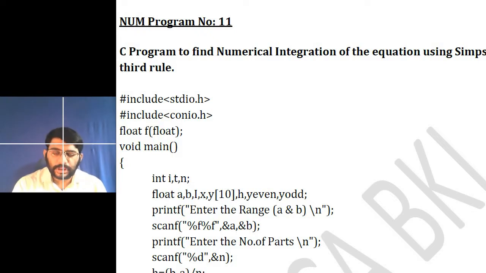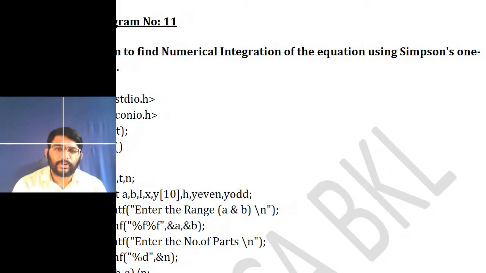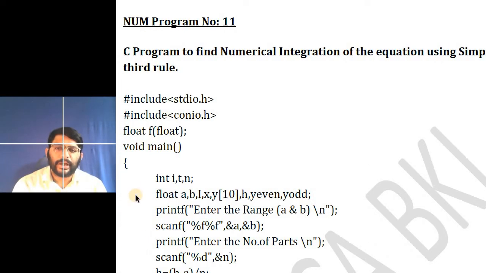To go through this program, the prerequisite is the previous program, numerical program number 10, the trapezoidal rule. If you understand program number 10, then this concept is very simple. So here we have to design a program to find the numerical integration of the given equation using Simpson's 1/3 rule. At first, let us go through the problem.